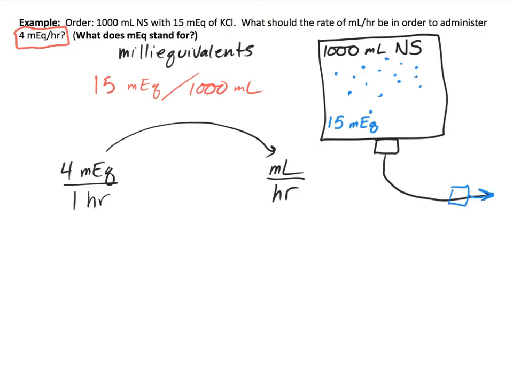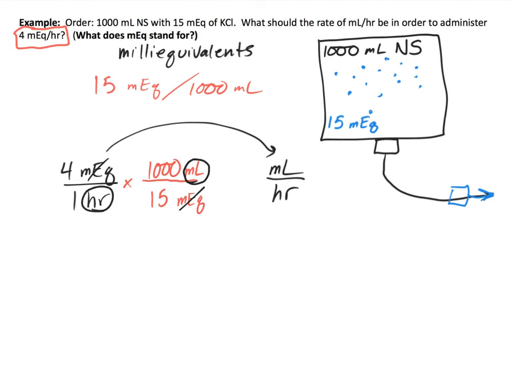So what we need to ask ourselves is, do we have a conversion between milliequivalents and milliliters? And the answer is yes. The milliliters is talking about the volume of the NS. And we know the strength, the ratio of milliequivalents to milliliters. So you can multiply by a conversion factor where we go from milliequivalents into milliliters. And this is the strength of that bag. That bag has 1,000 mLs, and there are 15 milliequivalents in that bag. So by multiplying by 1,000 over 15, the milliequivalents will cancel, and I will have milliliters per hour.